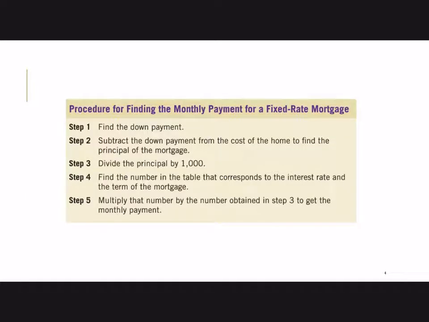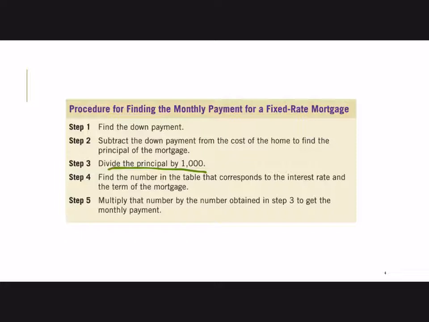Alright, so here's the procedure, the different steps to find the monthly payment. We need to first find the down payment and subtract that from the cost of the home. So what we want to do is find the principal of the mortgage, how much is being financed. Alright, then we divide the principal by 1,000.